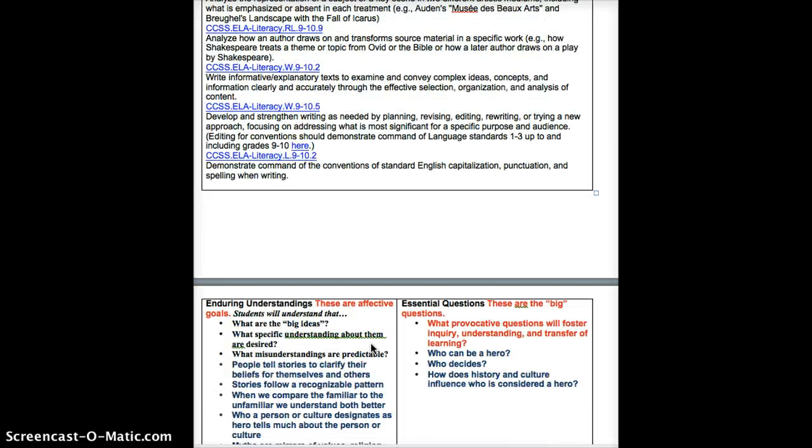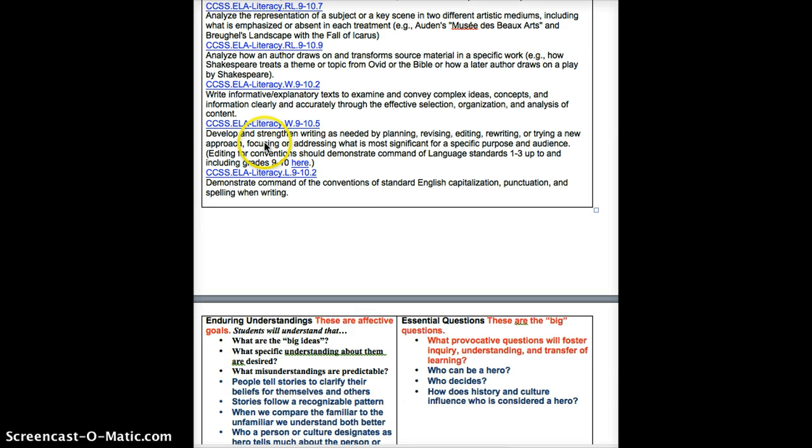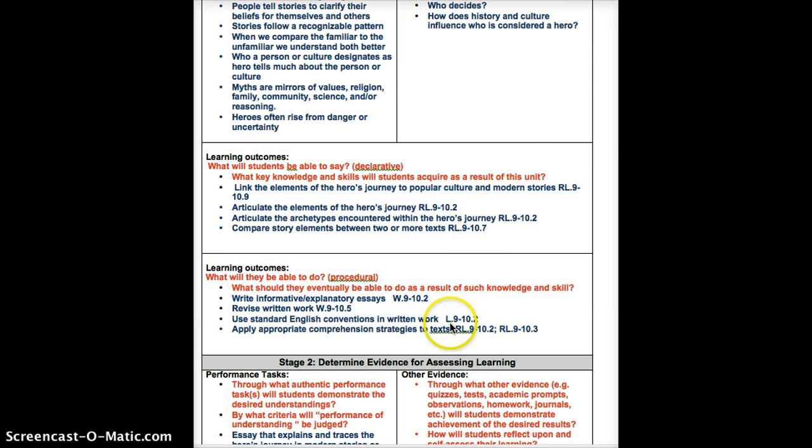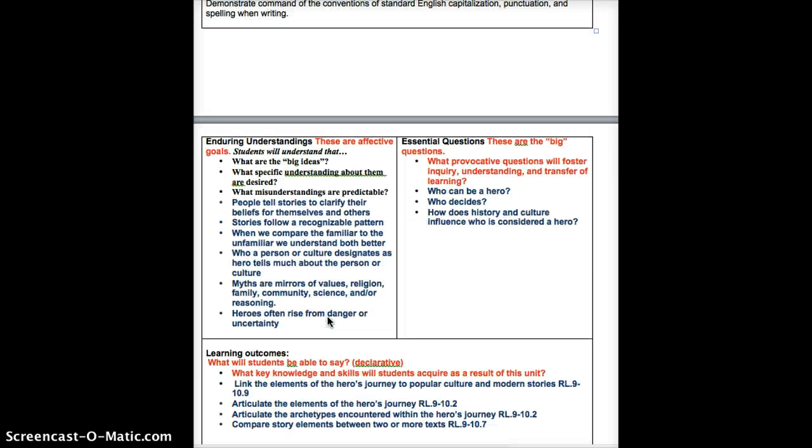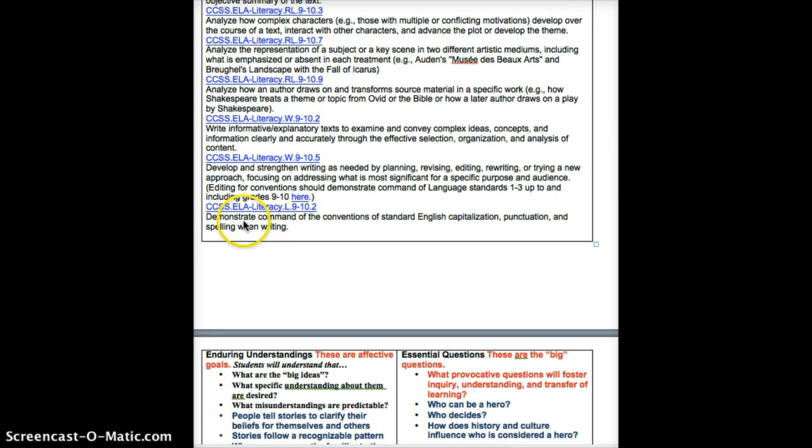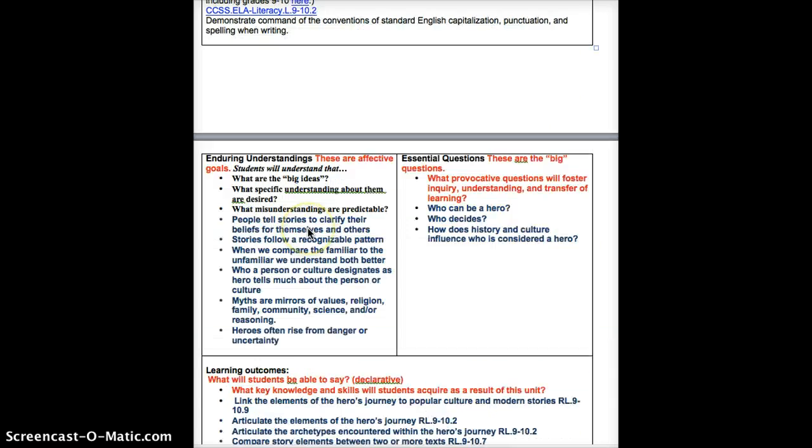I'm going to take you back up to 5. Develop and strengthen writing as needed by planning, revising, editing, rewriting, and trying new ways. I also want them to have command of English conventions. Sorry, I lost my place there for a second. So I'll take you back up to here. Demonstrate command of the conventions.